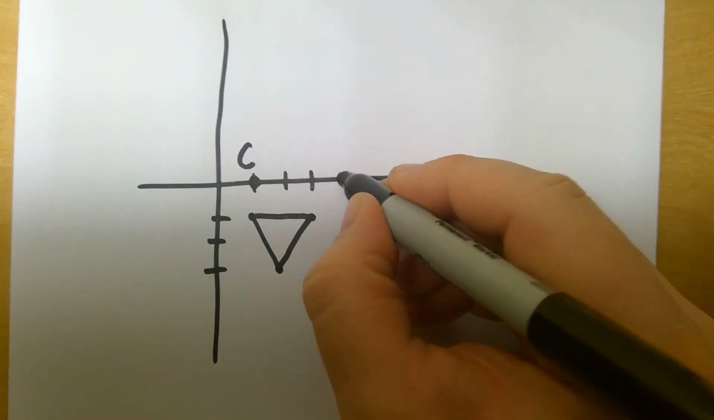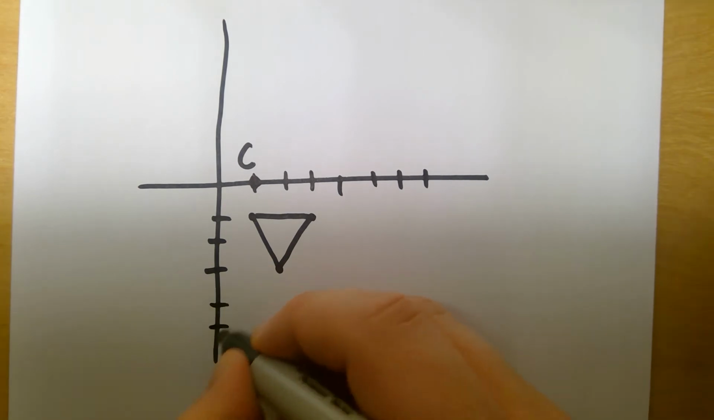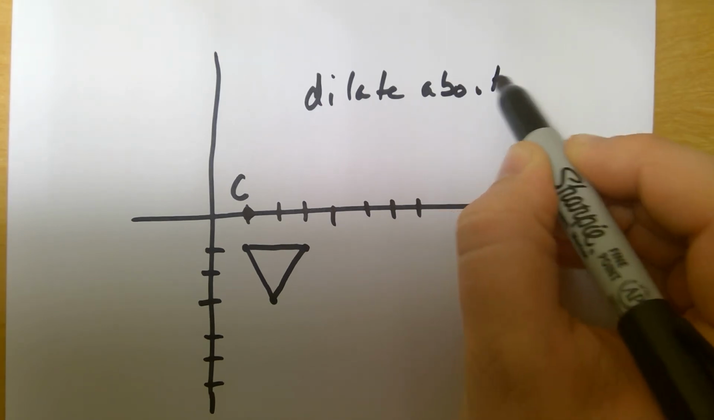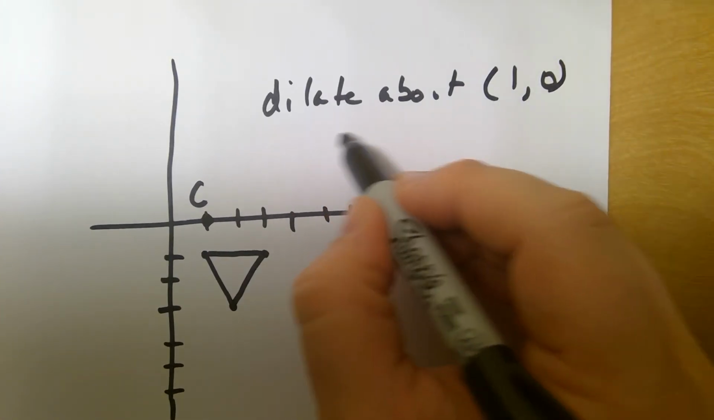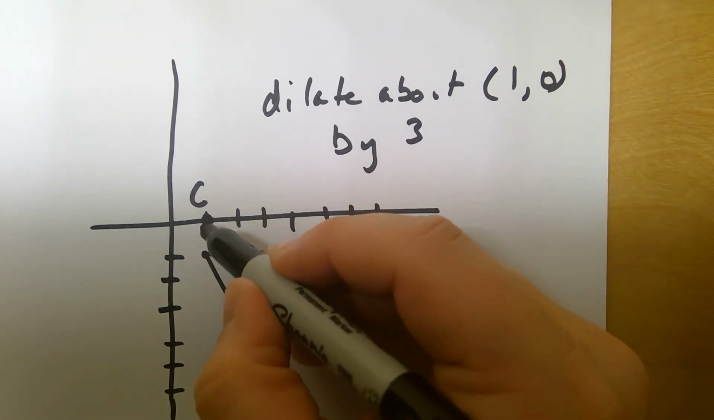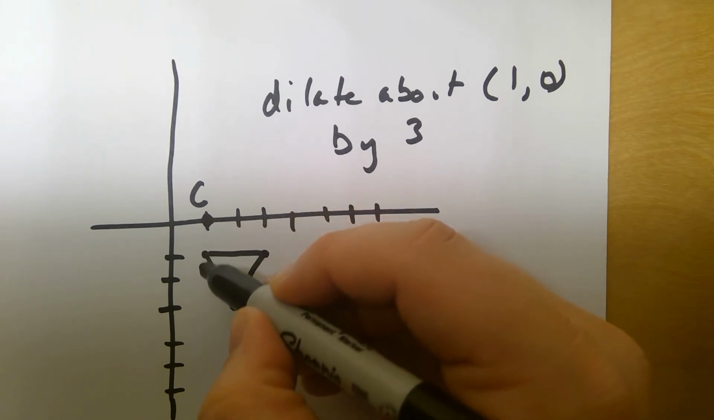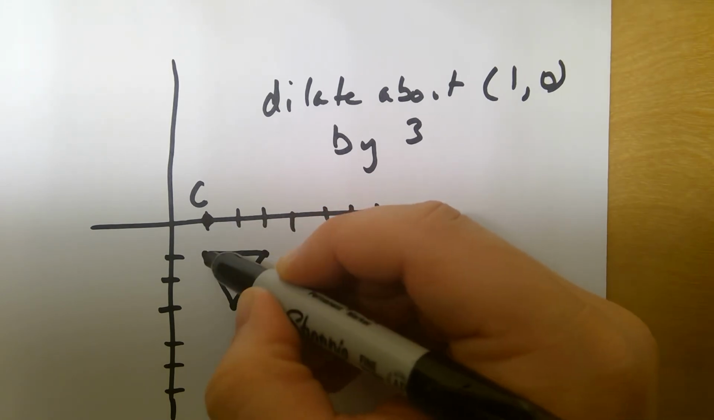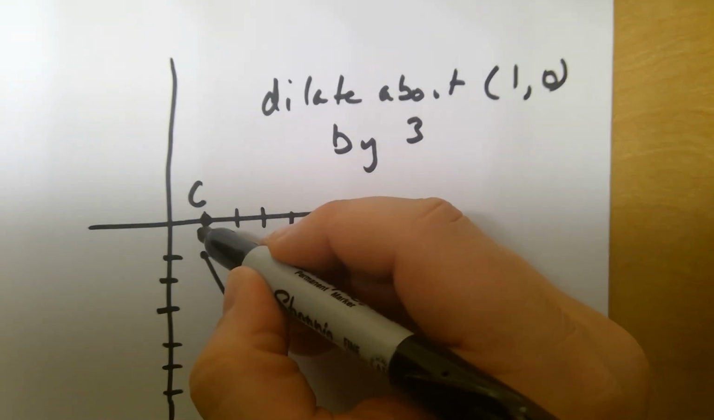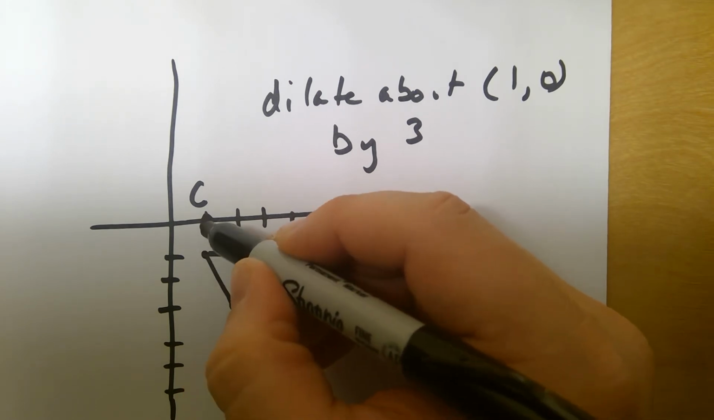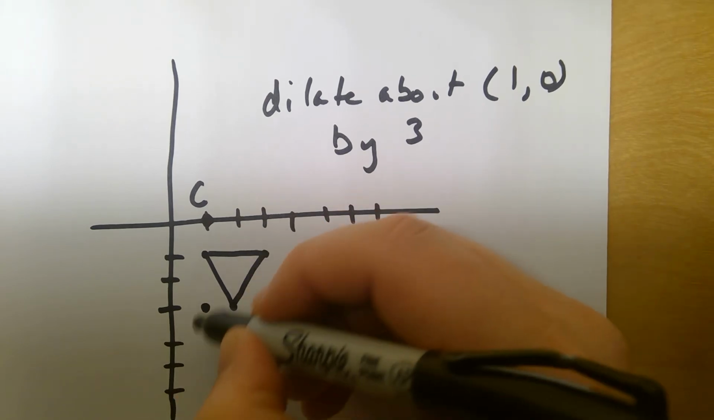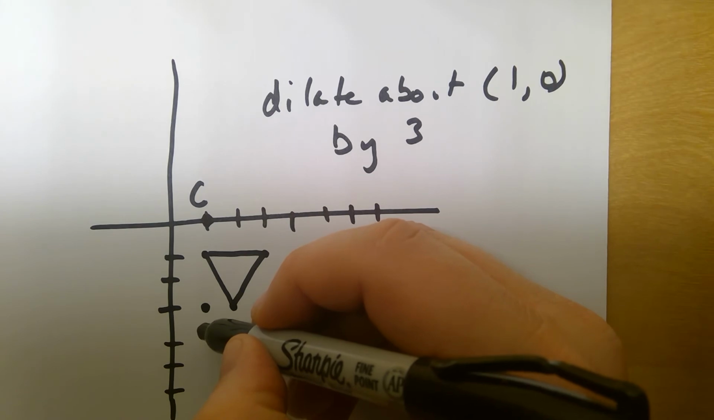Okay, so we're going to dilate about 1, 0 by 3. Okay, so what we're going to do is we're going to see, okay, how far away are we from our center of dilation? So this point right here is 1 away. So we're going to multiply, because scale factor is a multiplier, multiply by 3. So 1 is the distance times 3. So it should be 1, 2, 3. Okay, notice how we did not add 3. Notice how we multiplied the distance by 3 to the new distance.